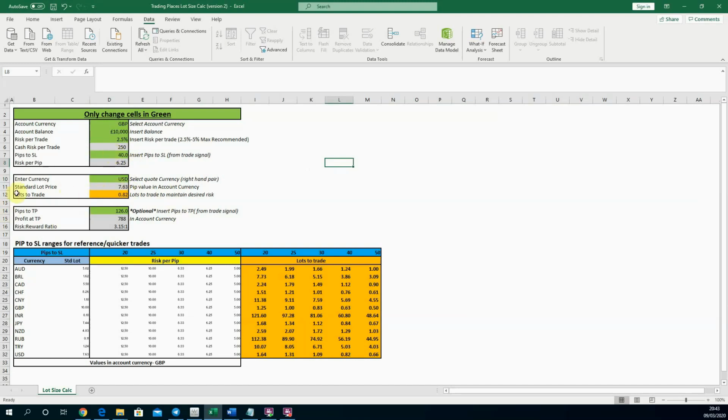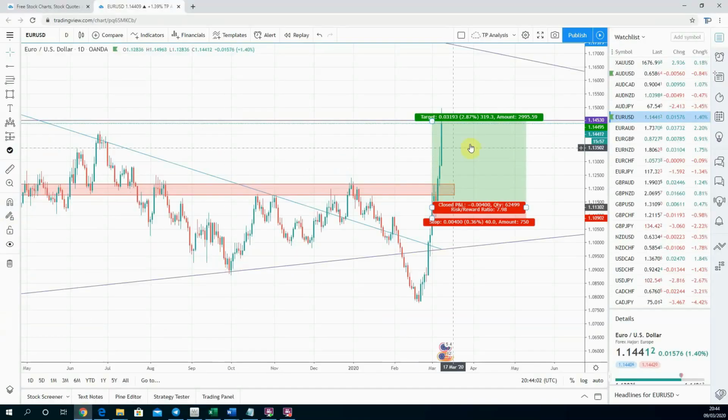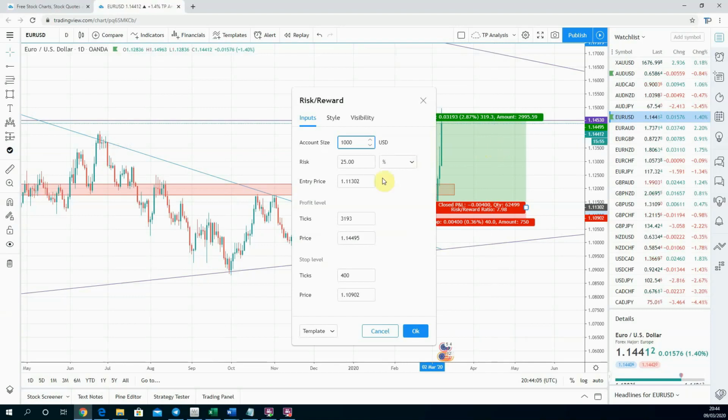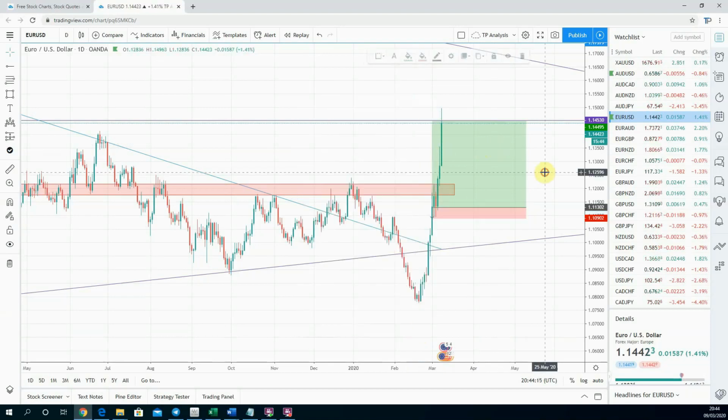So it works out we need to be trading 0.82 lots. If our trade hits stop loss, the most we can lose is £250. So when we're going to our MT4, we're going to place our order, our buy limit or market execution, whatever it may be, in order to buy this currency. We need to know we need to be placing 0.82 lots. So we need to be placing a buy limit order at 1.11302 for 0.82 lots with a stop loss at 1.10902, and the most we could potentially lose on this trade is £250.